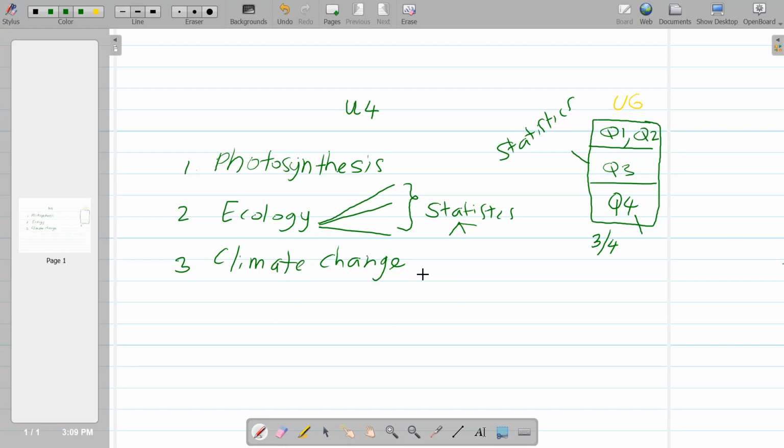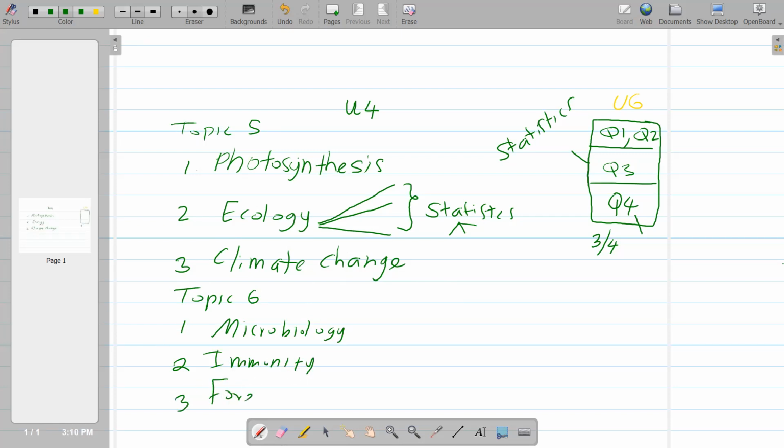And then the next part of Unit 4, that is topic 5 and topic 6. The 3 lessons are microbiology, number 2, immunity, number 3, forensics. Microbiology, immunity, and forensics.